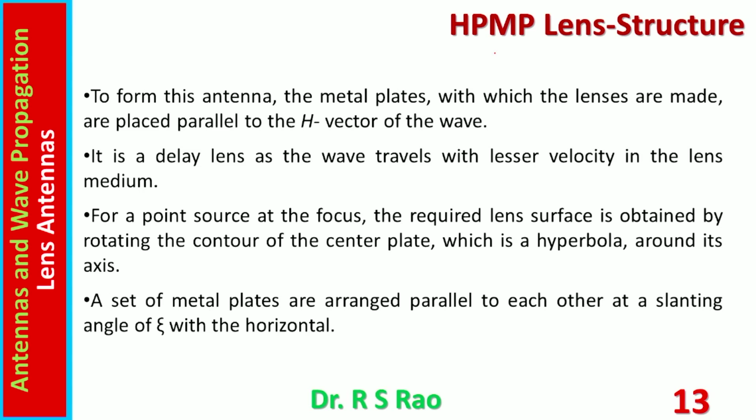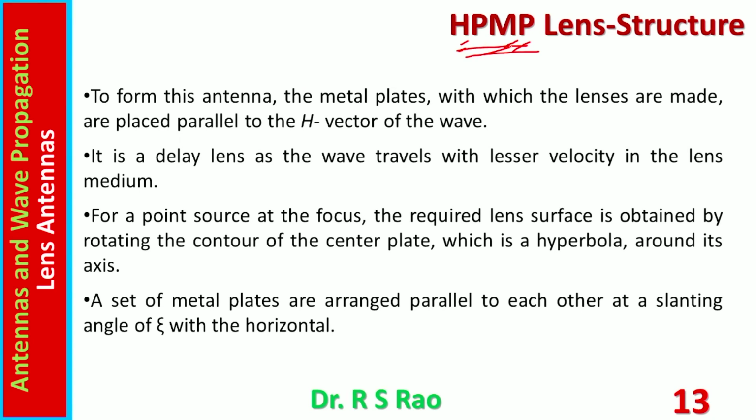We move to another metal plate lens antenna, that is HPMP. HPMP stands for H-plane metal plate lens antenna. This lens also is made with metal plates, but in this lens, metal plates are set parallel to the H vector, the magnetic field vector of the wave over which these lenses work.